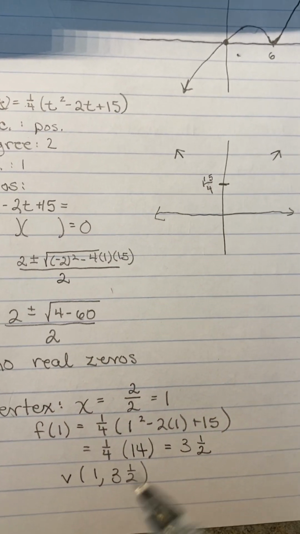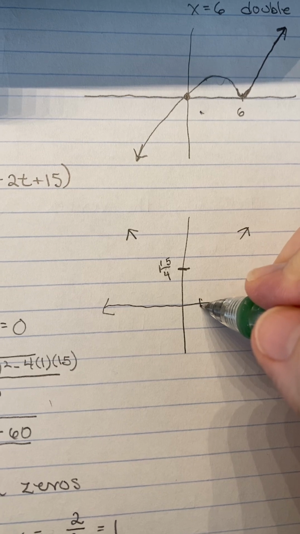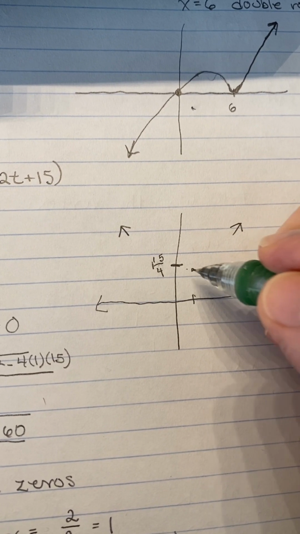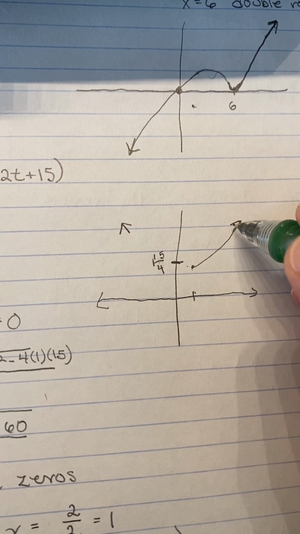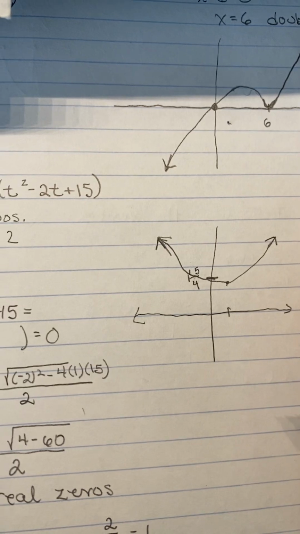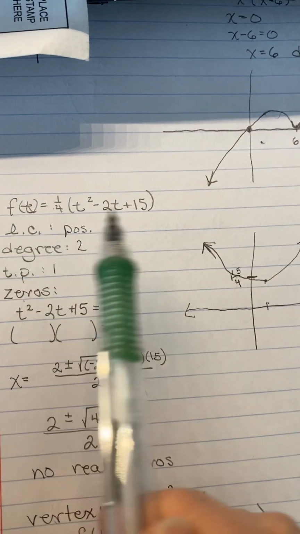My vertex is at (1, 3.5). So here's, let's say this is 1. 3.5 is just slightly less than that. So I've got this and I've got that. Whoop. And there's our sketch. Not very exciting, but whatever. You could pop that in.